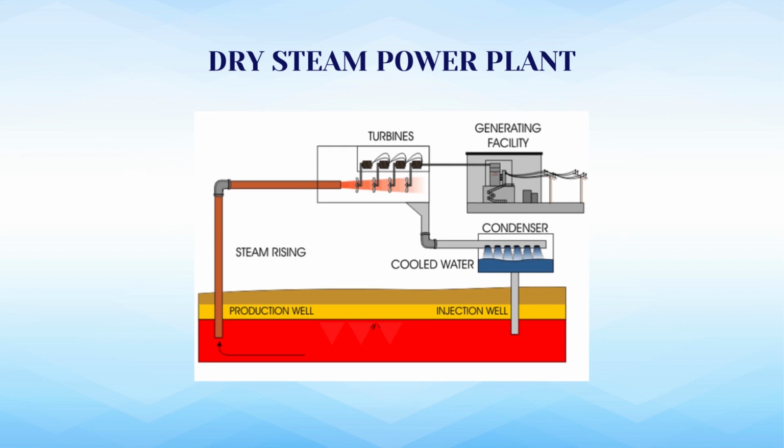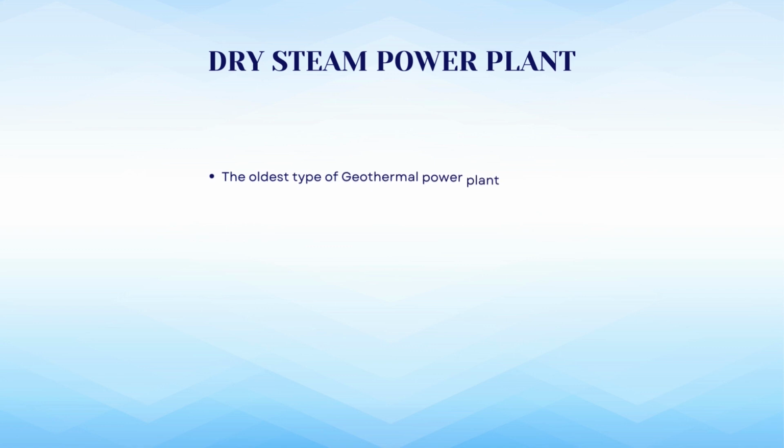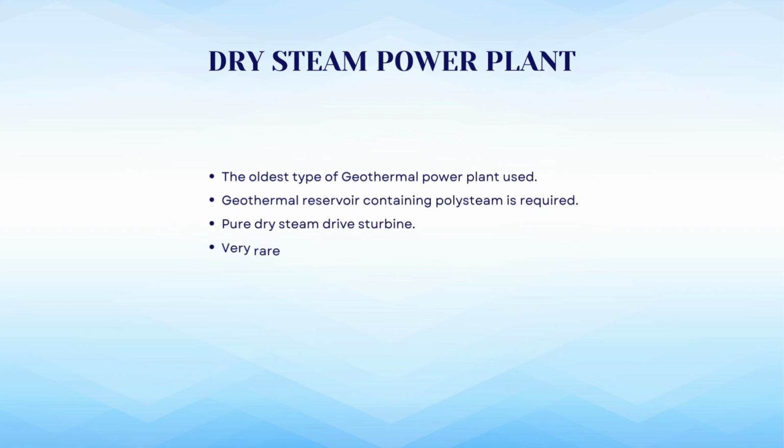For the dry steam power plants, this diagram shows the schematic sketch of the working of a dry steam power plant. It is the oldest type of geothermal power plant, with a reservoir containing pure steam. Purely dry steam drives the turbine. It is a very rare type of geothermal power plant, operating in California, Italy and Japan.